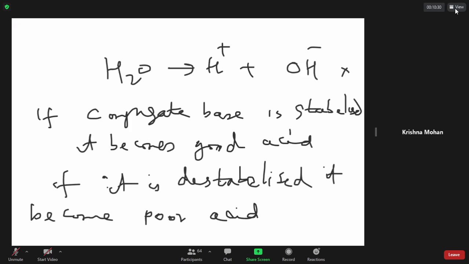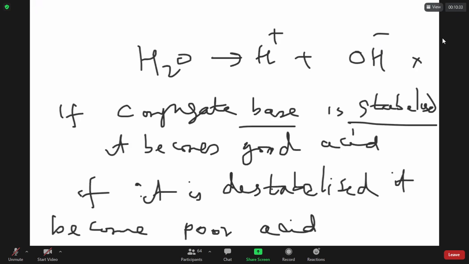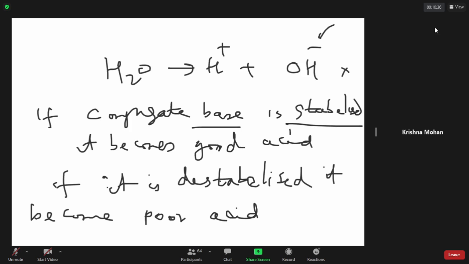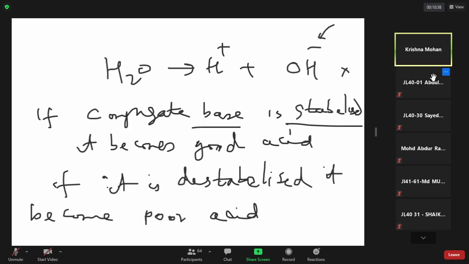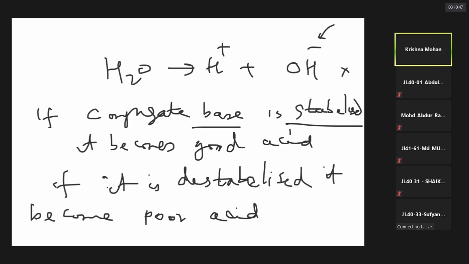Sir, what is the factor that stabilizes the conjugate base? Conjugate base has negative charge. Charge is a burden or a nuisance. Any factor that removes the burden, any factor that decreases the negative charge, stabilizes. Any factor that increases the charge, whether it is a negative charge or positive charge, makes it unstable because charge is a burden. Therefore, any factor that stabilizes the conjugate base is a factor that takes away minus charge.